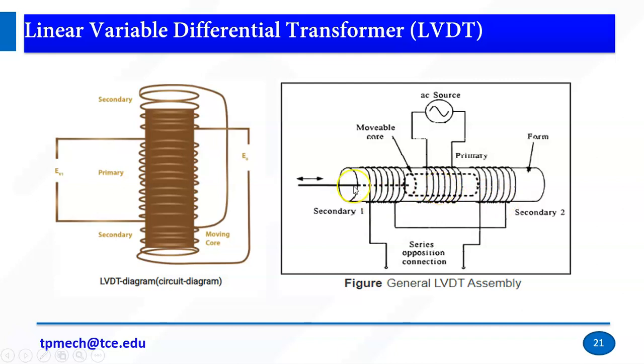So if VS1 moves to this side, the right side or left side, we can say VS1 will be higher. So I can assume which side it has moved to. So with this voltage difference, I can measure the position of the parts, right?